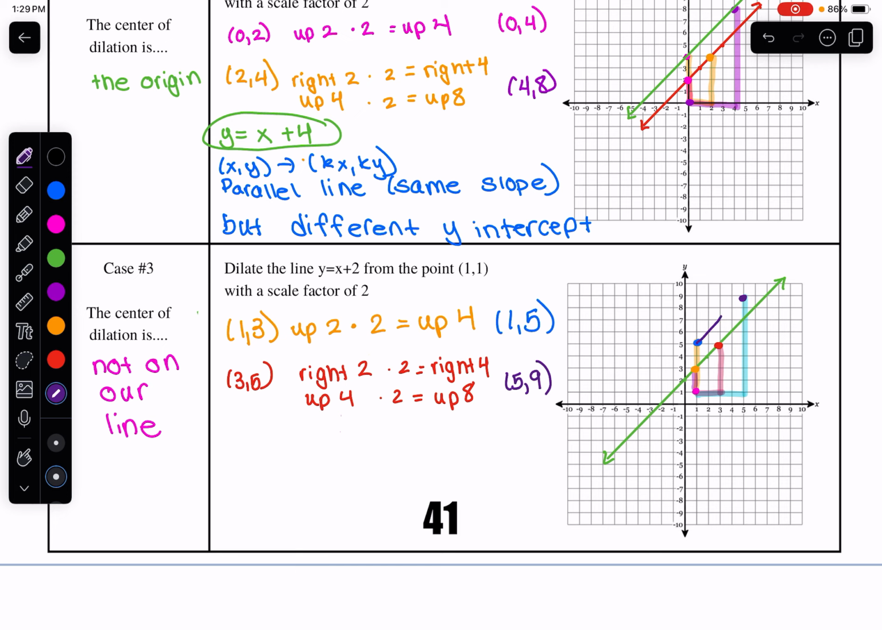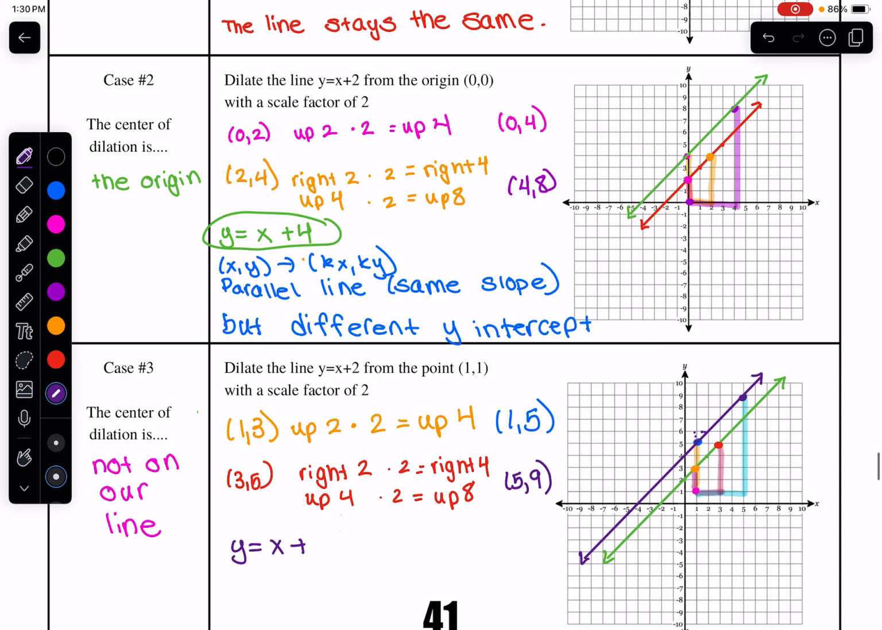So now I connect my points. So now if I want the equation of this line, I can see the slope is remaining the same. So the slope is still going to be a positive 1. And to get that y is equal to x plus 4. So again, your line is parallel with a different y-intercept.